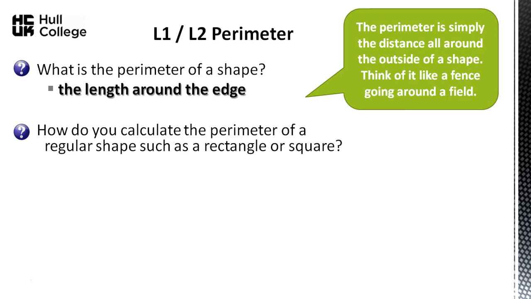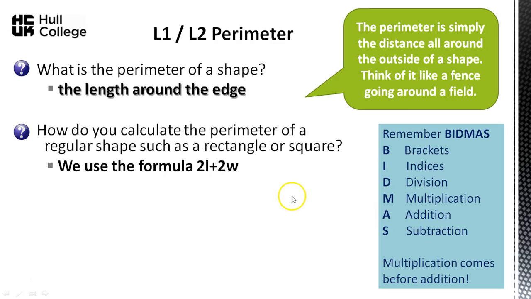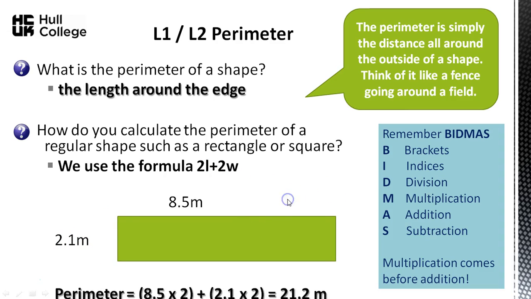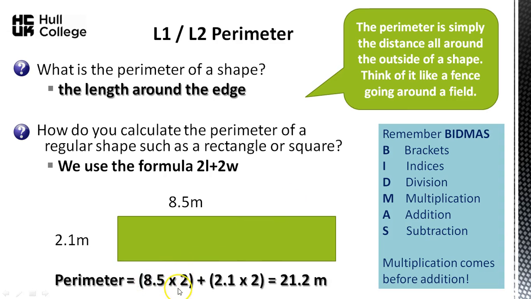How do you calculate the perimeter of a regular shape, such as a rectangle or a square? We use the formula 2L plus 2W. So what does this mean? If we have a rectangle of the length 8.5, it means 2 times the length, so 2 times 8.5 plus 2 times the width, 2 times 2.1. So to write it down, 8.5 times 2 plus 2.1 times 2 equals 21.2 metres.